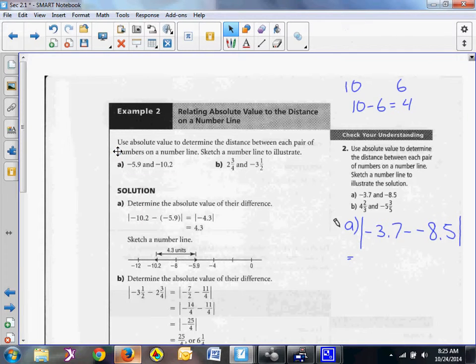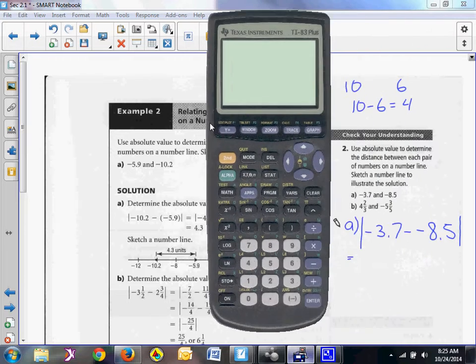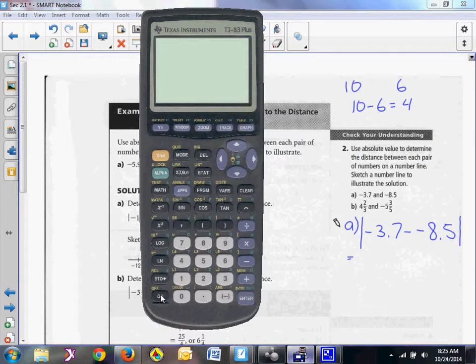Just a note for you, you do have an absolute value button on your calculator. If you're dying to figure it out, you can figure it out on your own. But I'm not going to show you.